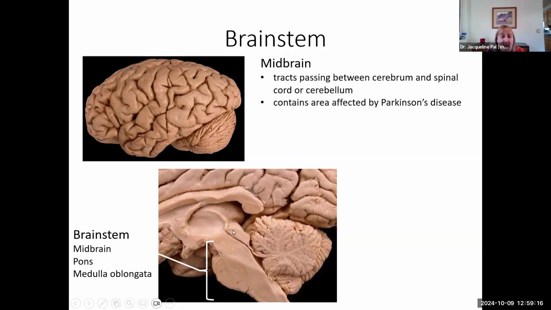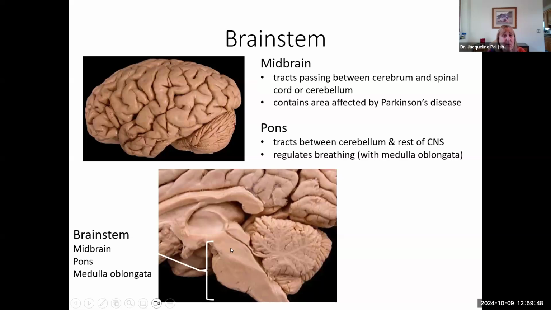So the midbrain basically has tracts, remember, groups of axons, which are going to pass between the cerebrum up above and either go to the cerebellum or continue down to the spinal cord. And it also has little areas in it that can be affected by Parkinson's disease, but we're not going to talk about that in this course. But if you know anybody who has Parkinson's, this is the part of the brain that's affected.